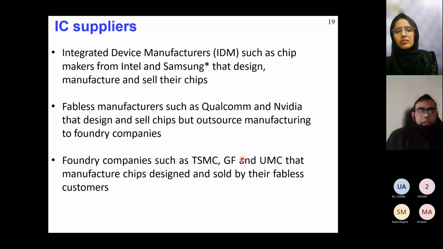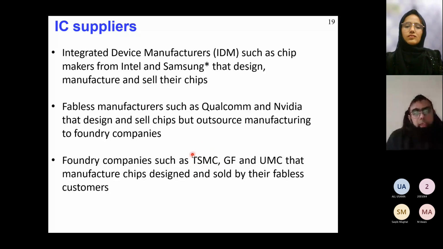This is how the circle goes, right? Mainly TSMC is the leading one. Right now it has reached up to the 1 nanometer technology node. So it's ultimate, they're the leading ones, right? Then Global Foundries, UMC.